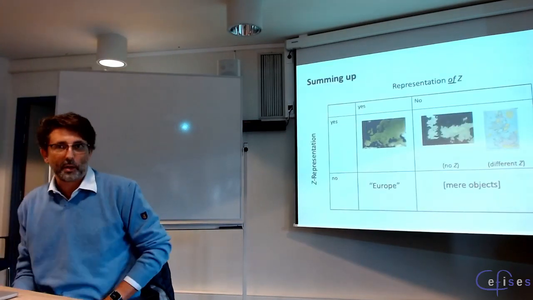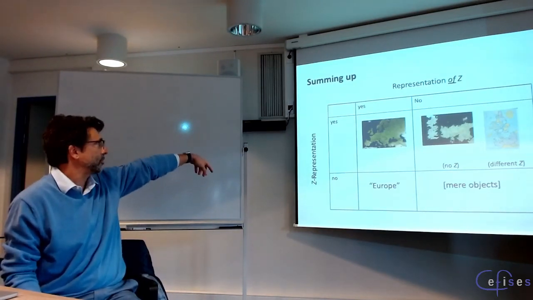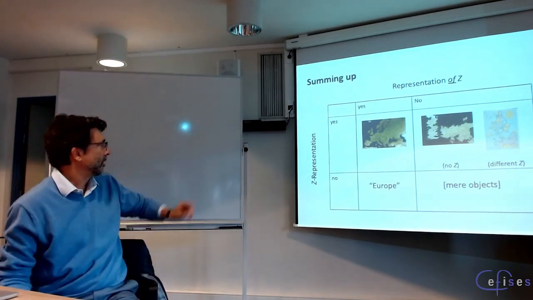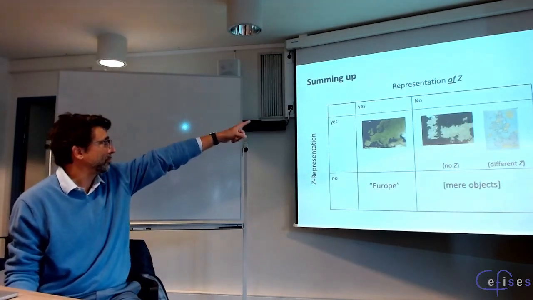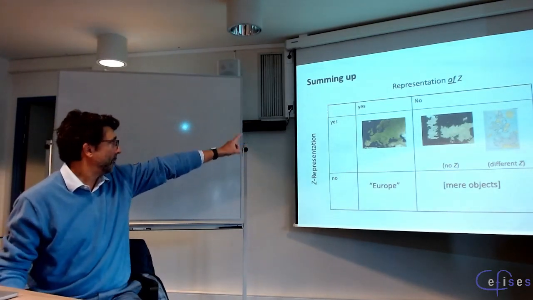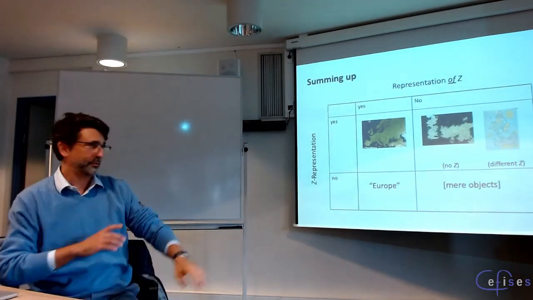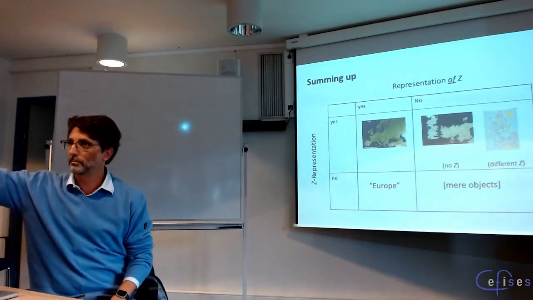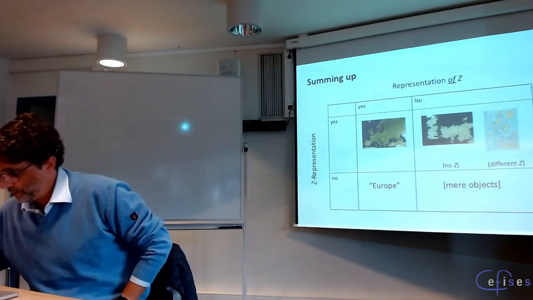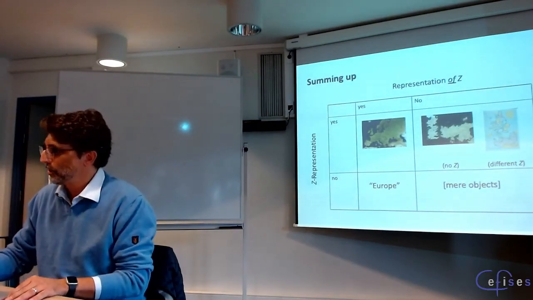So here we can now sum up what we have. In the vertical, you have whether something is a Z representation or not. And in the horizontal, you have whether something is a representation of a Z or not. Yes, it's the map of Europe. No, and yes, it's Game of Thrones and the caricature. Something that's a representation of, but not a Z representation, is the word Europe. And if something is neither one nor the other, then it's just a mere object, like this glass here, that has no semantic function at all. So I hope I have convinced you at least that this is not just philosophical trickery, and that something useful could come out of this distinction.